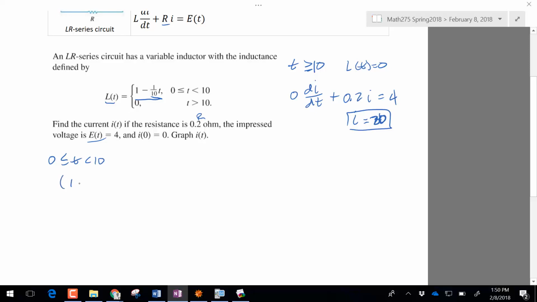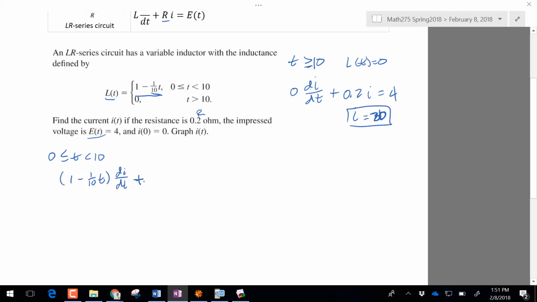So we have 1 minus 1/10 t times di dt is equal, nope, not equal to yet. Plus the resistance 0.2 times I is equal to 4. Oh, what kind of a differential equation is this? Is it separable?